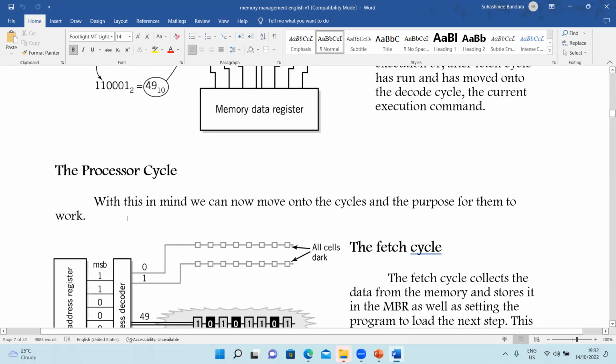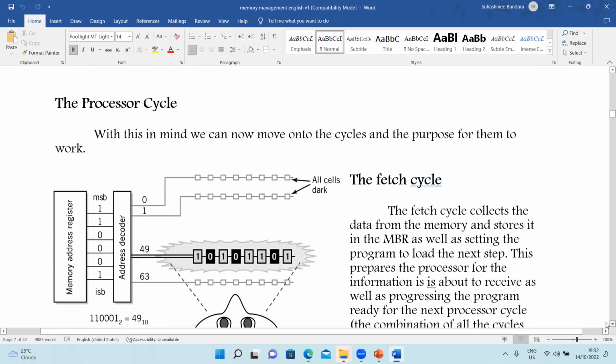So, the process cycle. With this in mind, we can now move to the cycle and the purpose of the work. The fetch cycle means, as we discussed, we insert data, that means instructions, to the control unit. That means the control unit fetches, and the fetch cycle is cycling there. Then decode also happens. The fetch cycle collects the data from memory and stores it into the MBR, the memory buffer register, as well as setting the program counter to hold the next step.